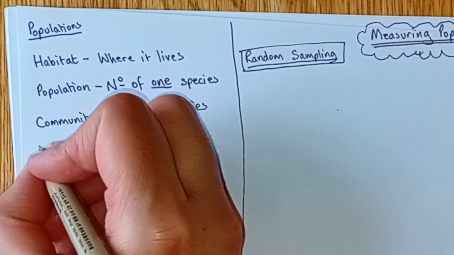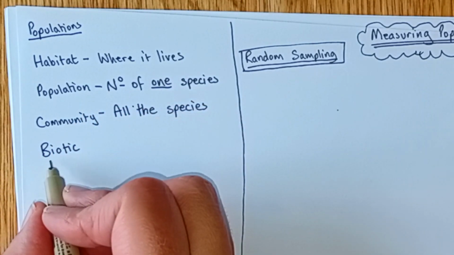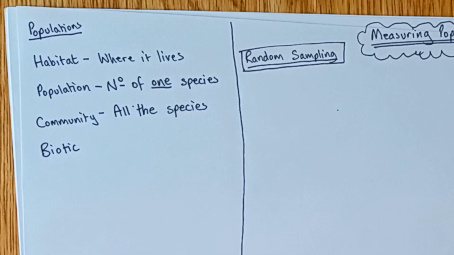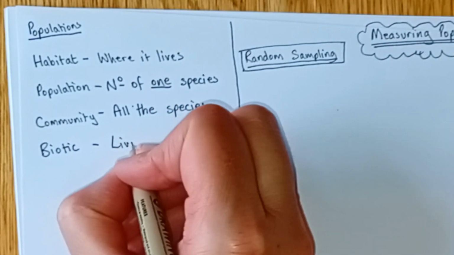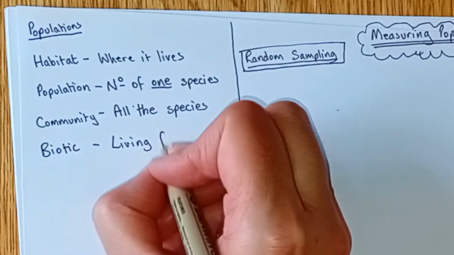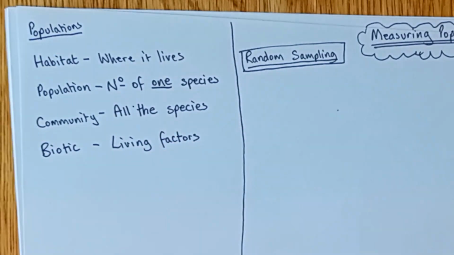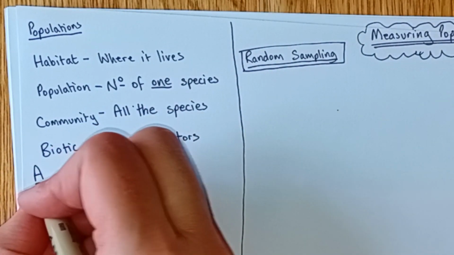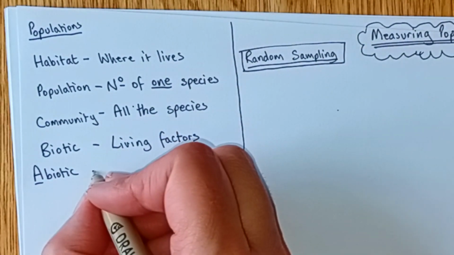Two more words we need to know are biotic. Bio means living. So biology is the study of living things, and biotic means living factors. So that's things that are alive that affect other organisms. So if biotic means living, abiotic means non-living.